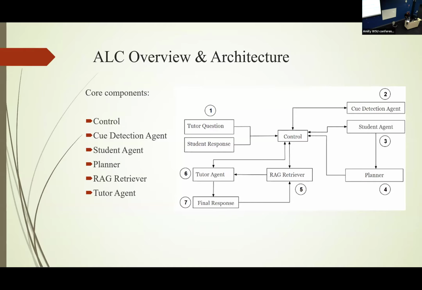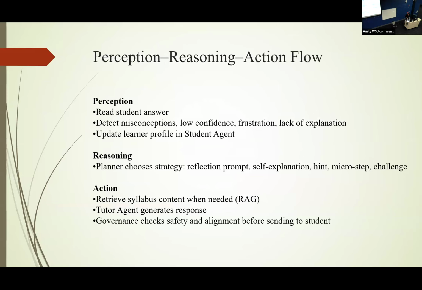The most important things for agentic AI are perception, reasoning, and action. These are three important components for agentic AI. In the perception step, it reads the student answer and detects misconceptions, low confidence, frustration, and lack of explanations, and then it updates the learner profile in the student agent. For the reasoning step, it plans the strategy, what it needs to apply to the particular student, so that the tutor can confirm the student actually understood their problem or their answer. Then it goes to the action level.